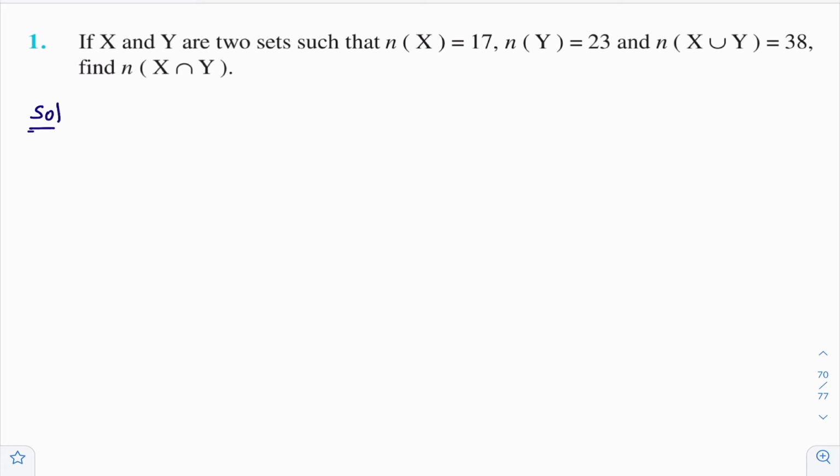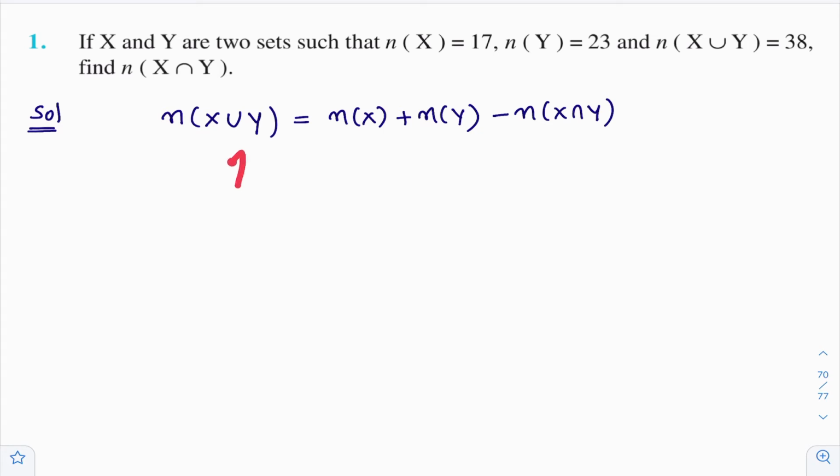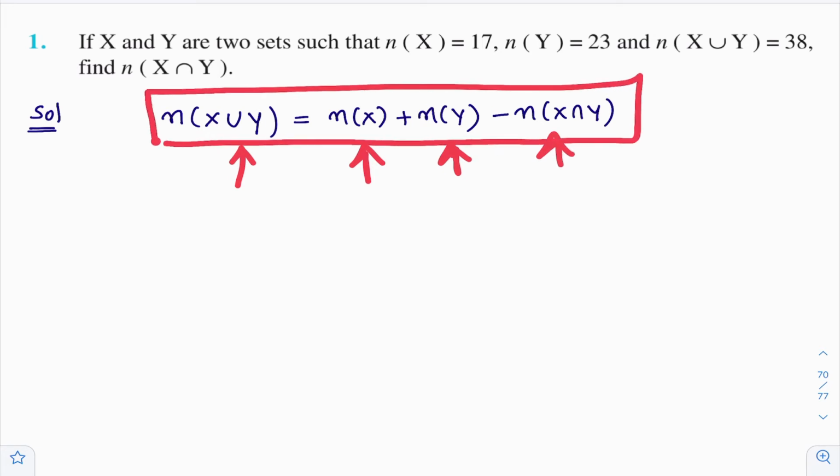You can observe the sets X, Y are there. So we know this formula for N of X union Y. What is the formula? N of X union Y equals N of X plus N of Y minus N of X intersection Y. This is the formula. You observe in this formula total 4 things are there: 1, 2, 3, 4. In these 4 things, if you know any 3 things, we can find the 4th one.